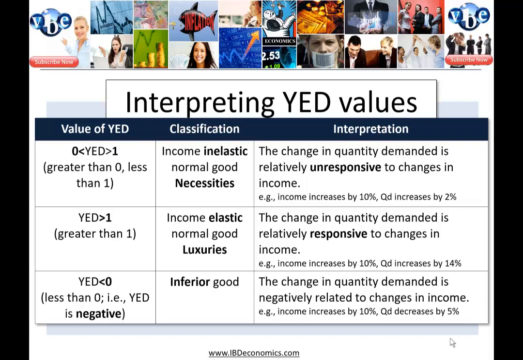And we know we're looking at an inferior good if our YED coefficient turns out to be negative, less than 0. And this means a change in quantity demanded is negatively related to changes in income. So for example, income increasing by 10%, the quantity demanded of instant coffee decreasing by 5%. An inferior good.